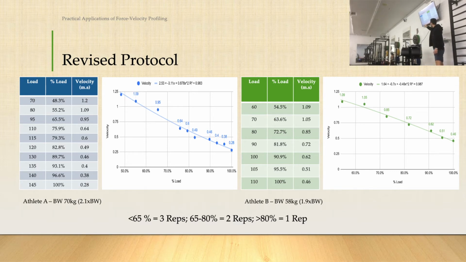Athlete A was able to get 145 kilos at a 2 times body weight squat, and athlete B, very similar, 1.9, but only 110. With an MVT of 0.46 and 0.28. So that may suggest that potentially athlete B has a lot more room for improvement just based on the fact that they can improve their technique. But does this technique actually result in performance benefits on the field or on the track?